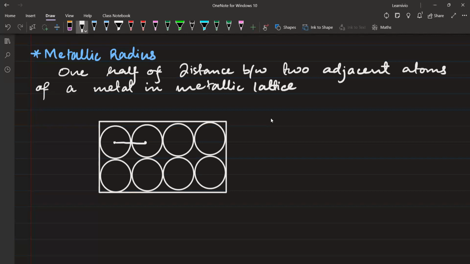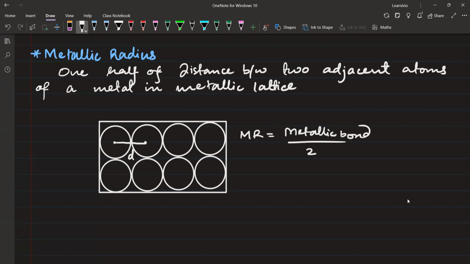This is the distance between the two. This is the distance between the two adjacent atoms of a metal. Okay. This distance where हम d लेंगे. This distance is d. Then we can say that the metallic radius कैसे calculate होता है? Whatever this d is, that is metallic bond. जो भी metallic bond होगा, divide by 2. This will give you an idea about metallic radius.